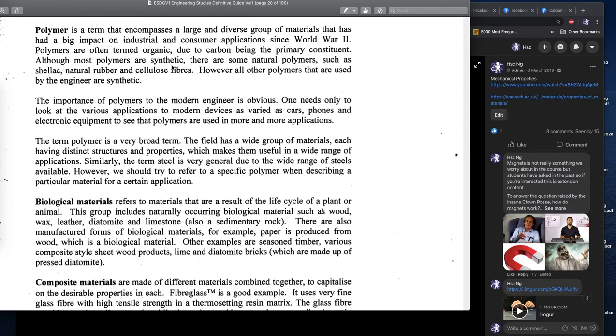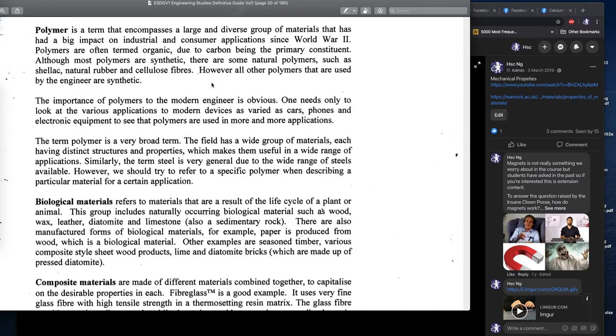We said polymers are typically long chains of carbon compounds. They are organic, which means they're carbon-based. So when you see something like organic sea salt, you can know that organic sea salt can't really be organic because it's not based on carbon. We'll talk more about that a little bit when we talk about ionic bonds later.